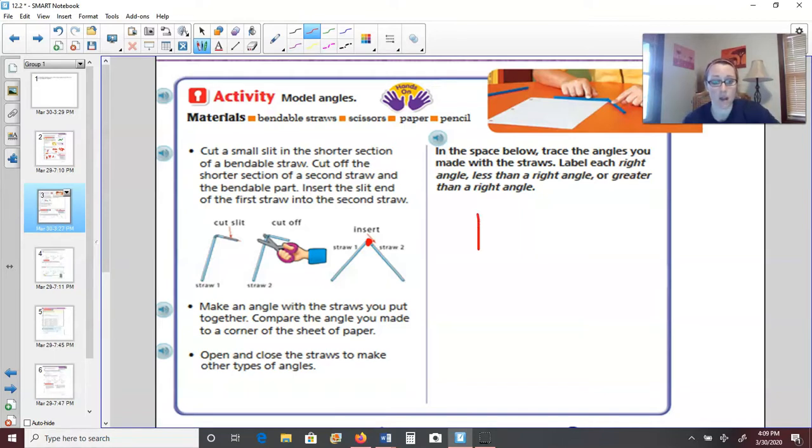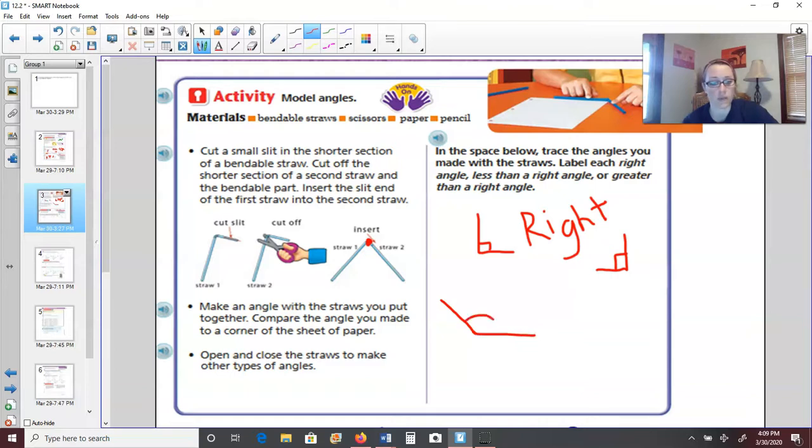If I try to draw a perfect uppercase L as best as I can, that would be creating a right angle because I'm making a perfect corner. It is a just right angle. And I can make that same right angle look a little different going the opposite way, and that's still a right angle.